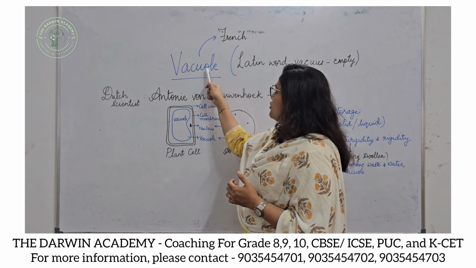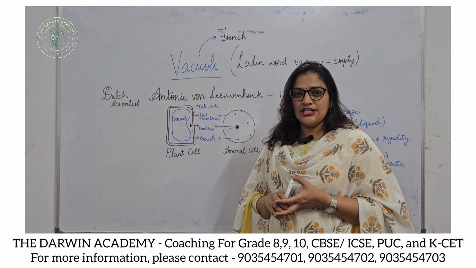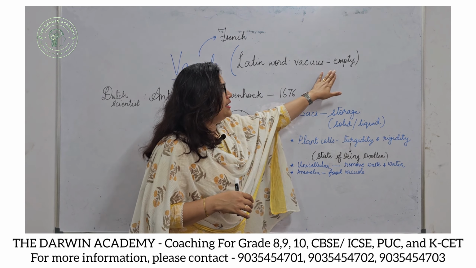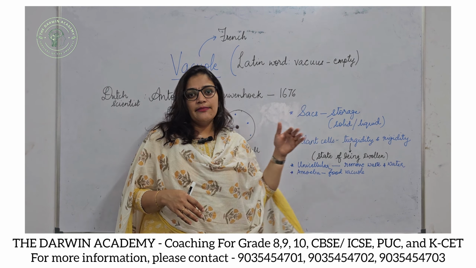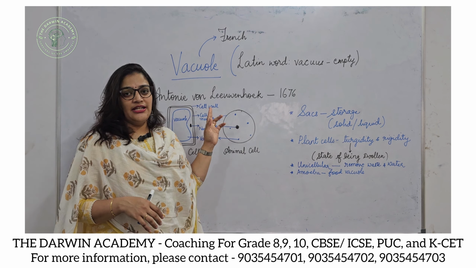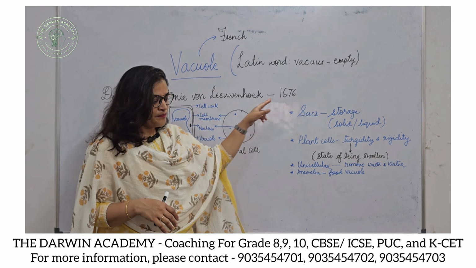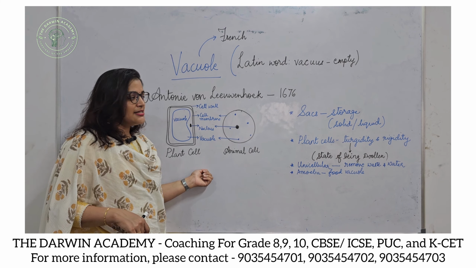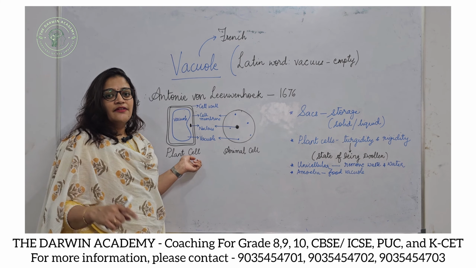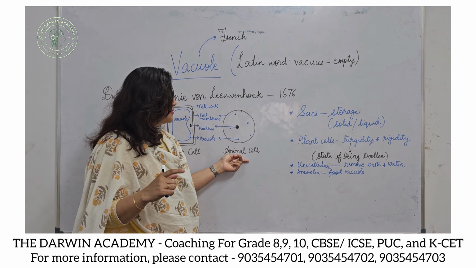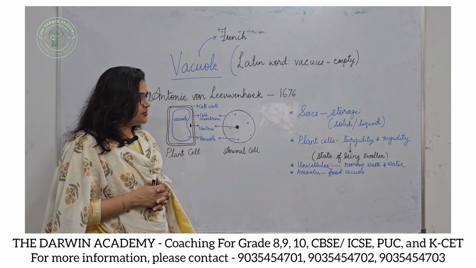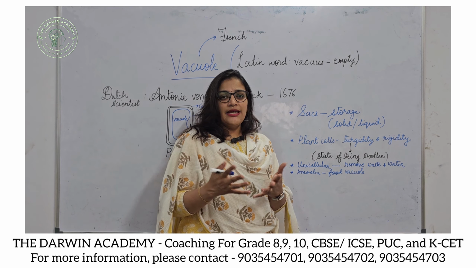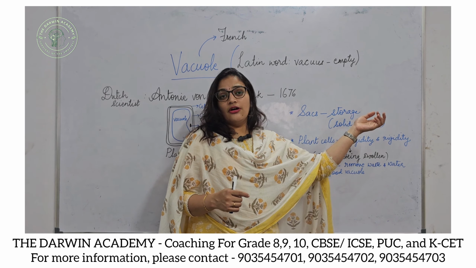The term vacuole is a French terminology, but it is based on the Latin word vacus, meaning empty. It was discovered by a Dutch scientist Antony von Leeuwenhoek in the year 1676. Both plant and animal cells have vacuoles, but within the plant cells, the vacuole is large. There is only one vacuole, whereas in animals there are many and smaller vacuoles. The vacuoles help in storage, and they are storing either solids or liquids.